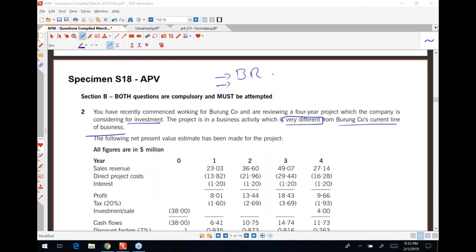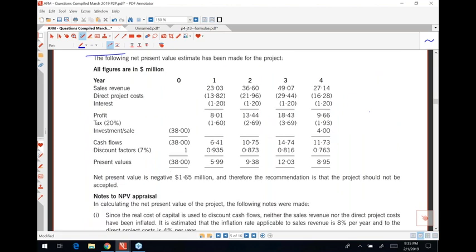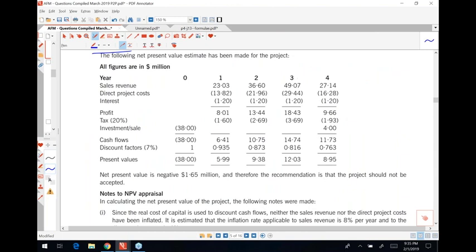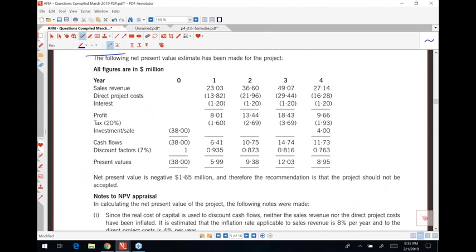Now, the next situation says the following NPV estimate has been made for the project. All figures are in dollar million, time period 0, 1, 2, 3, 4. Sales revenue is given, direct project cost is given, the interest has been deducted. We know that interest is an irrelevant cost. It's not deducted when you perform the calculation for the NPV. You don't deduct interest. The profit is there.